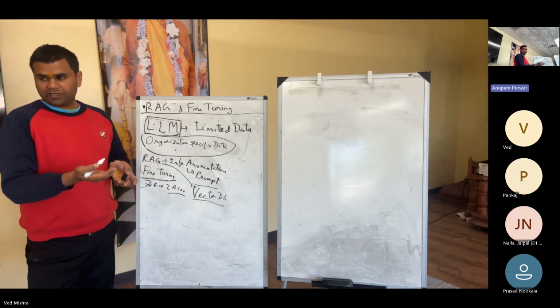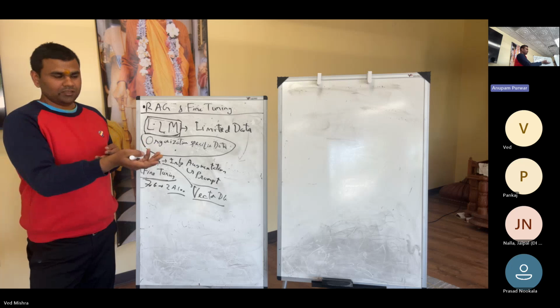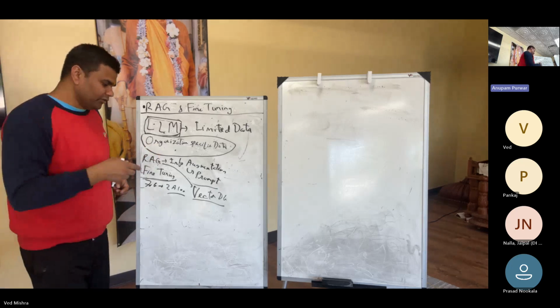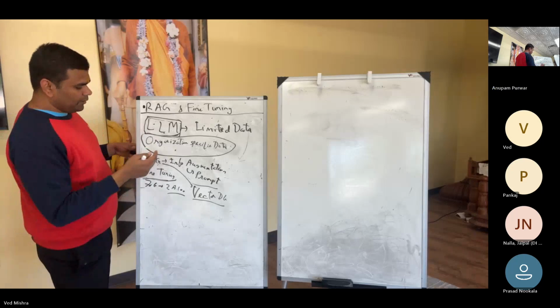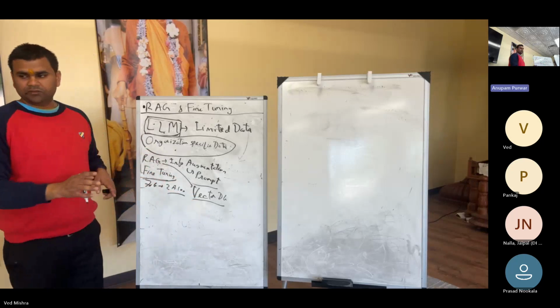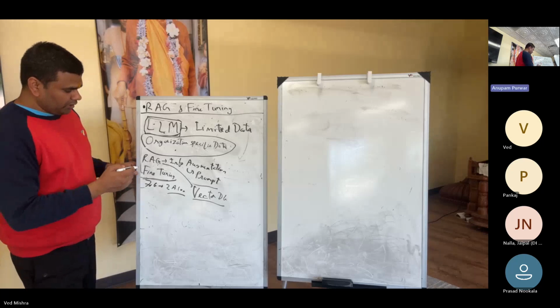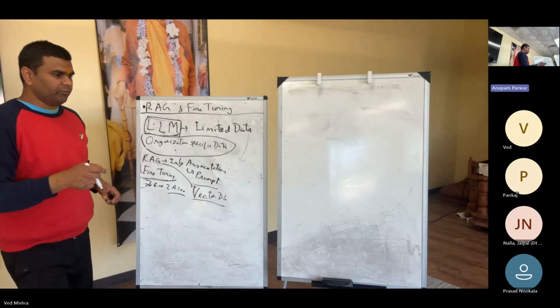So it's like carrying a book. Always. Whereas in the case of fine tuning, it's all in your brain. You learned it, so you don't have to carry any other book. So you need a vector database in the case of RAG. And generally, one more thing.